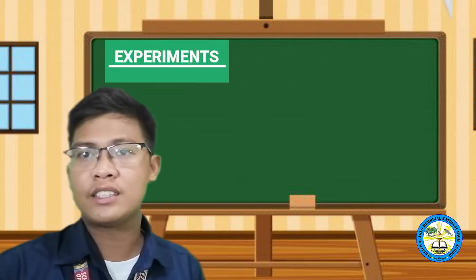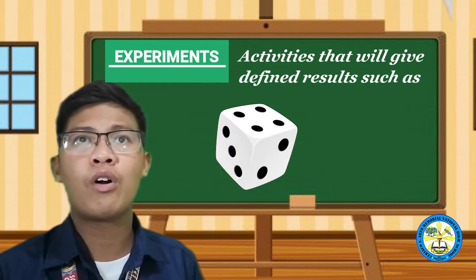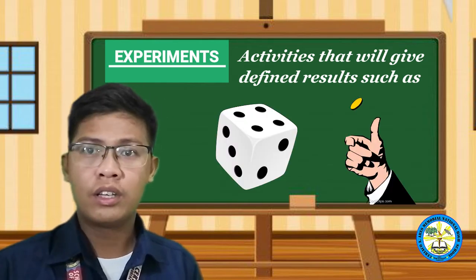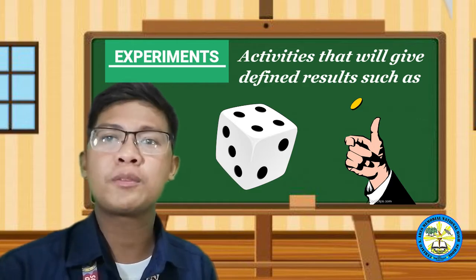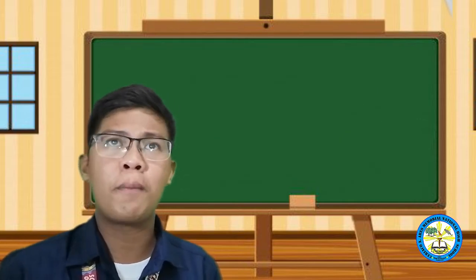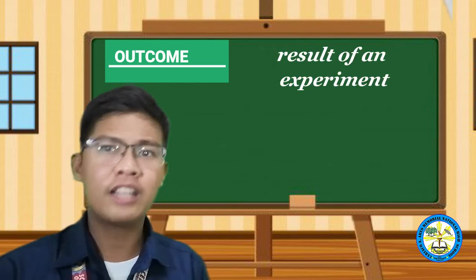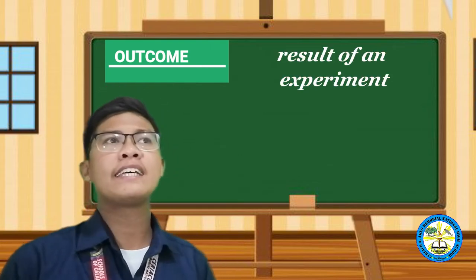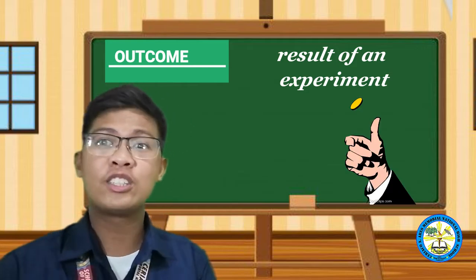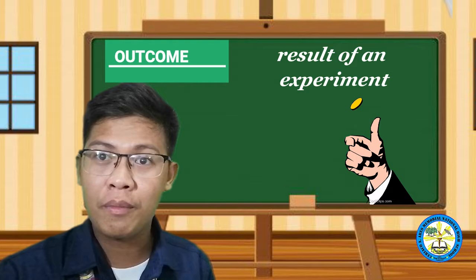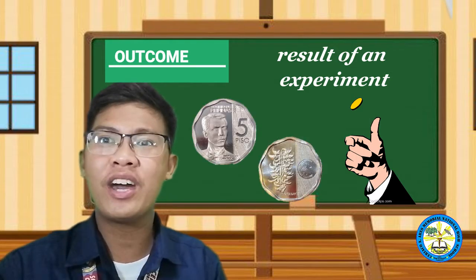Experiments are activities that give defined results, such as rolling a die, tossing a coin, or randomly choosing a ball. So tossing a coin is an experiment. An outcome is the result of your experiment. For example, the experiment is tossing a coin. When we toss a coin, there are only two possible outcomes: either head or tail. Do you understand?